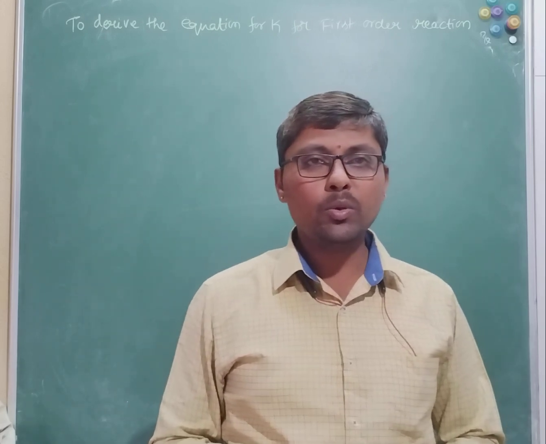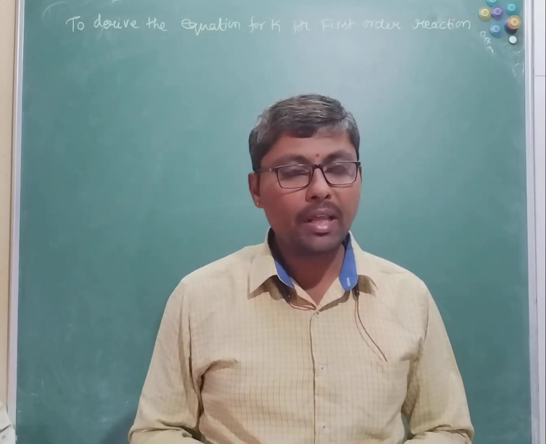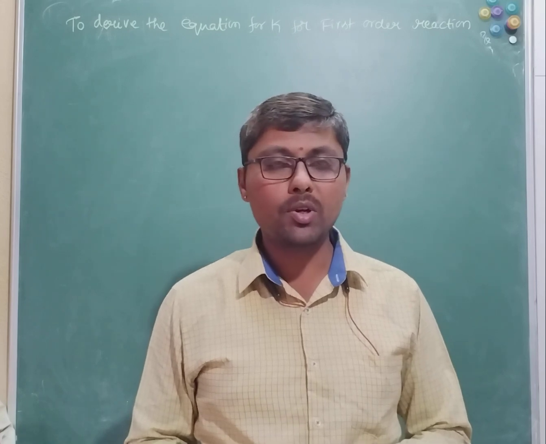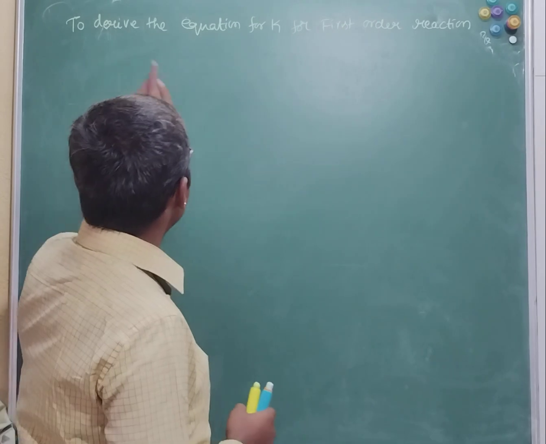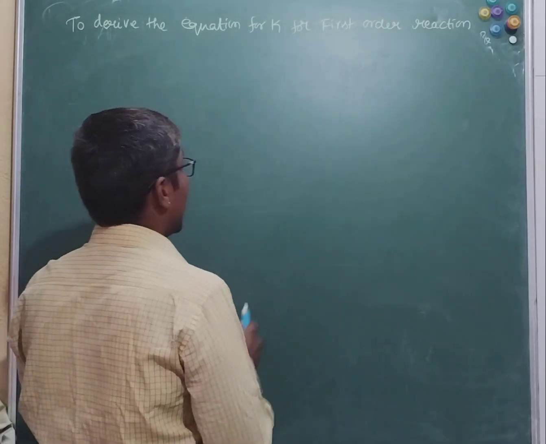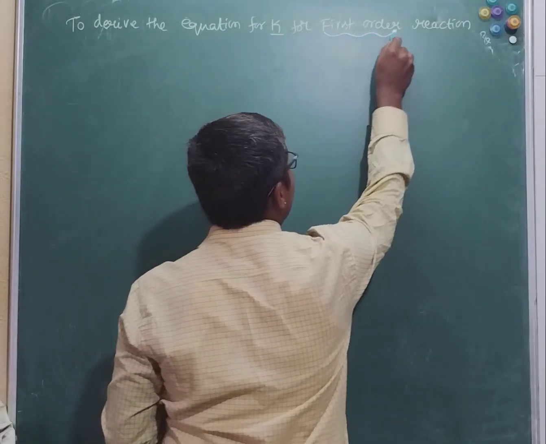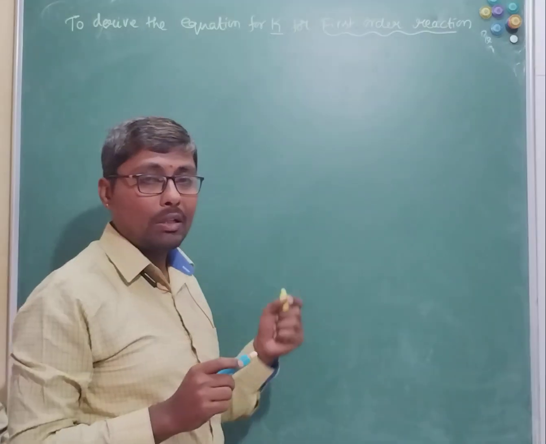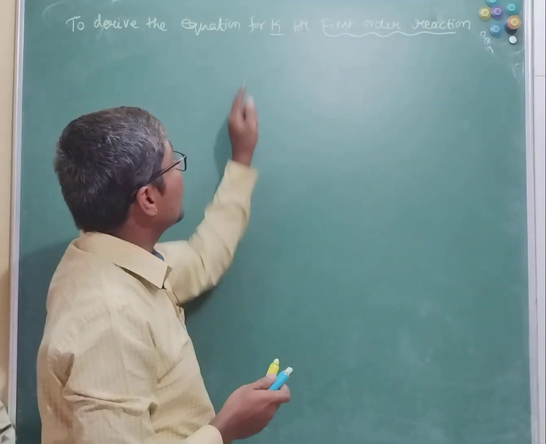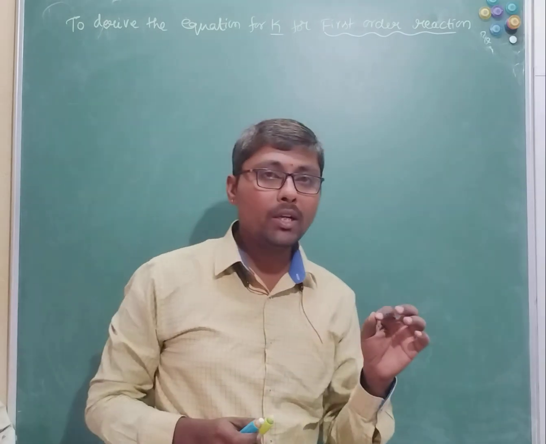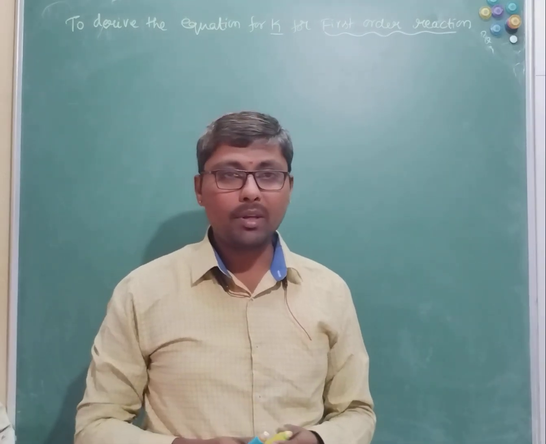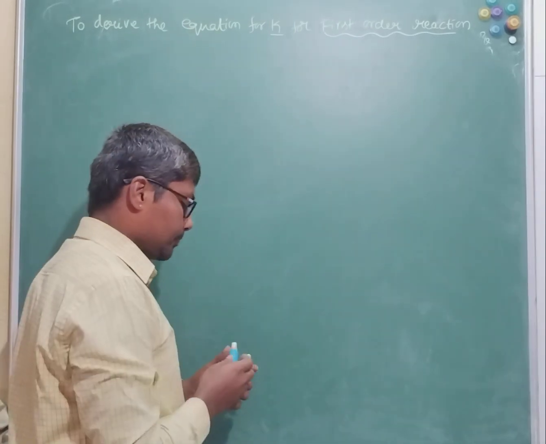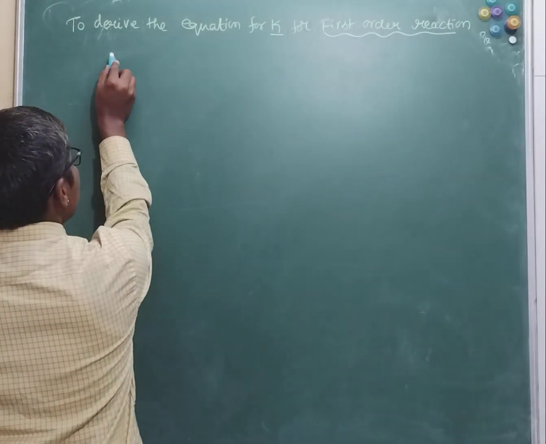Today we are going to see one of the important derivations for second PUC chemistry in the chemical kinetics chapter, that is to derive an equation for K for the first order reaction. We should derive an equation for the K value. It is one of the important derivations for a 3-mark question in the main board examination. Let us see. Consider the first order reaction.